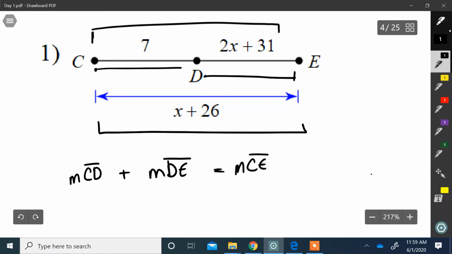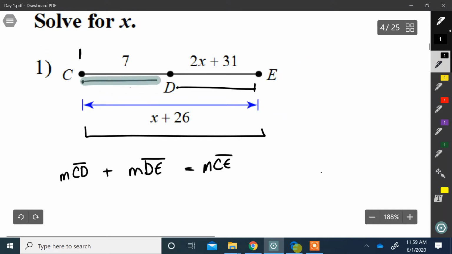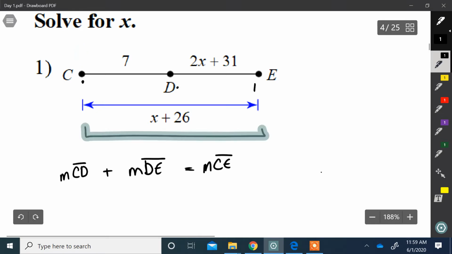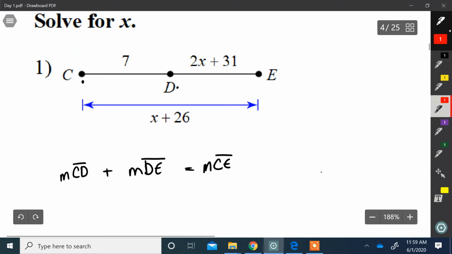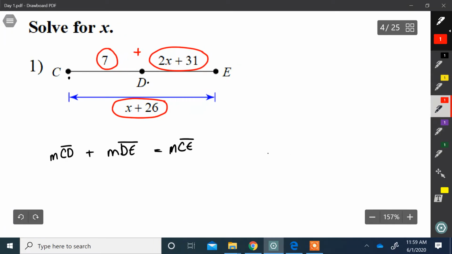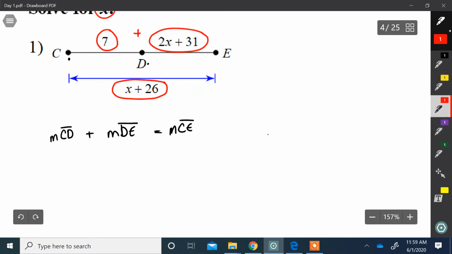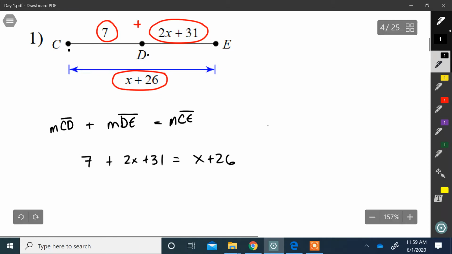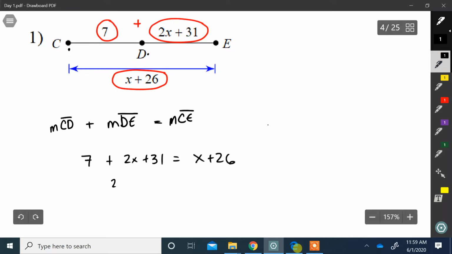Now this is just a very complicated way of saying that. Let me simplify this, guys. This is very easy. It's a very complicated way of saying that this plus this is equal to all of this. All right, so in this case, we're actually solving for x. So how do I solve for x? Well, we know that 7 plus 2x plus 31 should equal x plus 26.